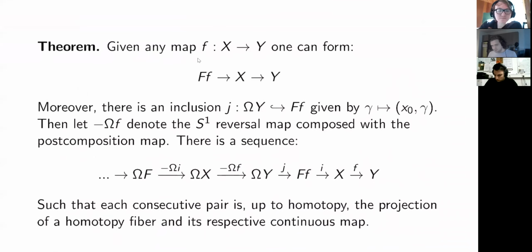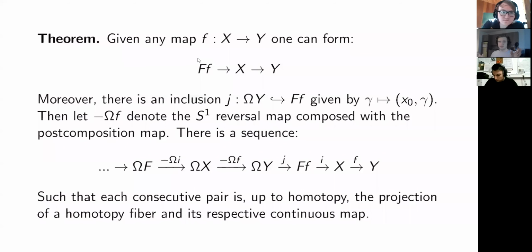Okay, now we're going to talk about fiber sequences, which is one of the last things you need to think about in terms of fibrations and fibers. So given any map X to Y, one can just adjoin the homotopy fiber just like before. Then there's a natural map from loops Y into F_f. Let's call this inclusion i, or I do that down here. Yeah, so there's a natural map from loops Y into F_f.